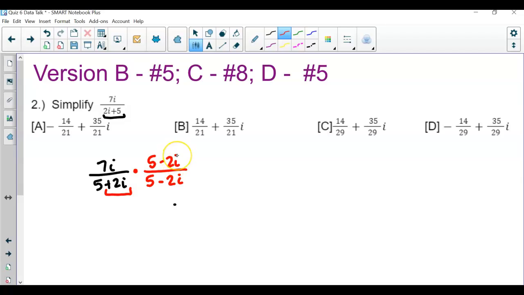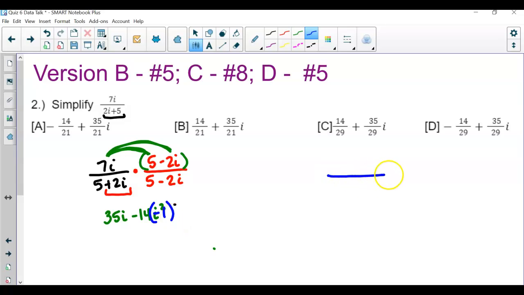What I do to the denominator, we do to the numerator. Now notice how this is just 7i. So we are just distributing that one term here. So 7i times 5 is 35i. Then 7i times negative 2i, negative 14, and they both have i, so i squared. Then remember, i squared is always negative 1. So now negative 14 times that negative 1 is now positive 14. So in my numerator, I have 14 plus 35i. They were both positive. So I'm going to mark off A and B.